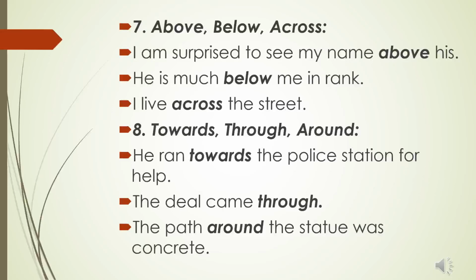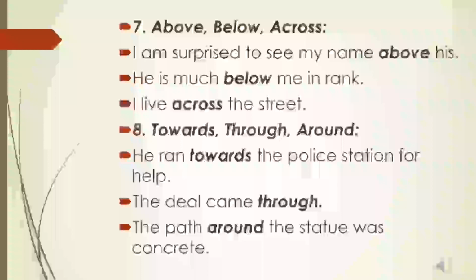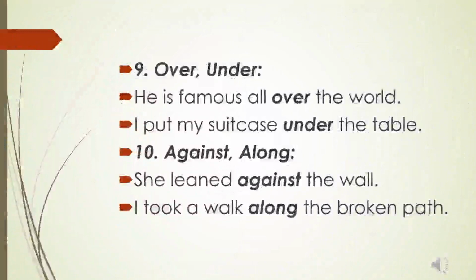And around refers to a surrounding position. He looked around himself. The path around the statue was concrete. Prepositions like over indicate a position above something or somebody. For example, I leaned over my son to explain the sentence. Under indicates a position below somebody or something. For example, I put my suitcase under the table.